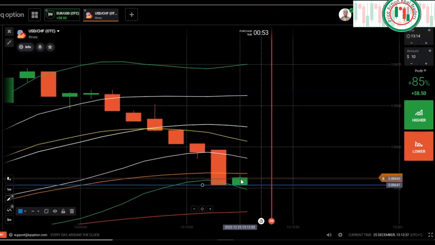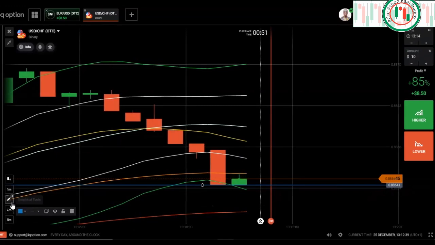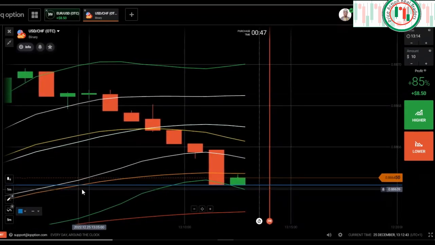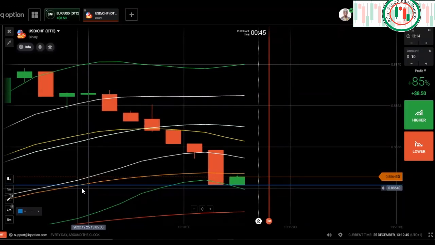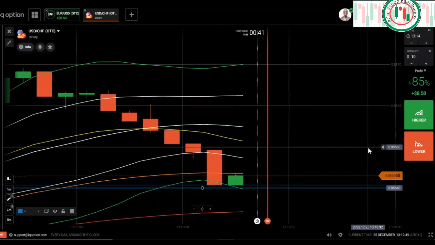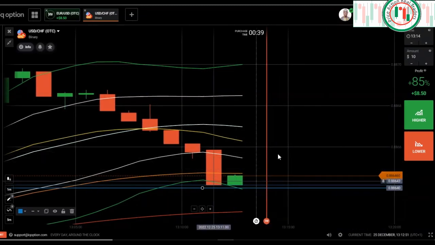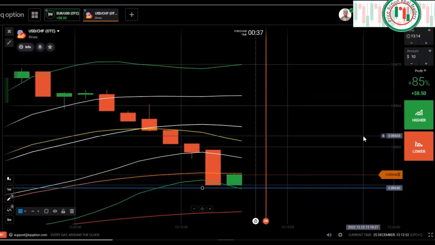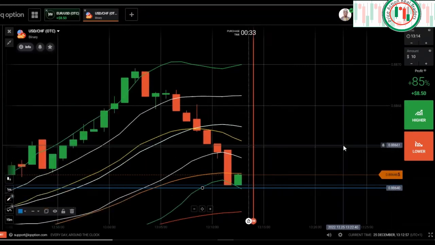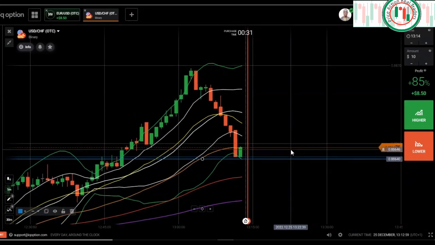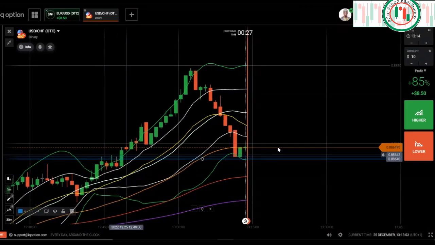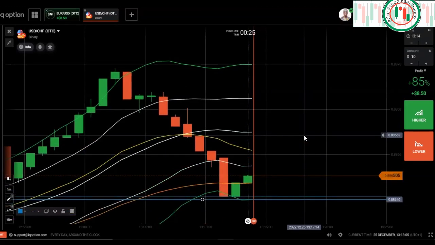So if this candle is weak or a red candle, I'll still place my trade call option, even though the market has rejected from this EMA. So let's wait, because I missed this one here because of this level. So not a problem, let's wait.